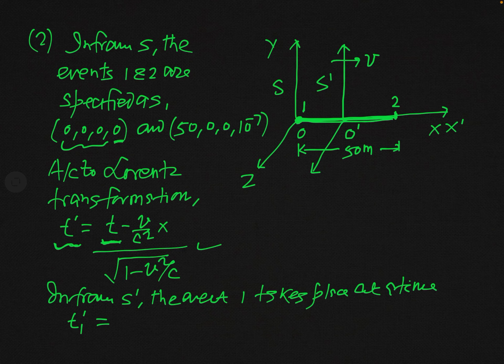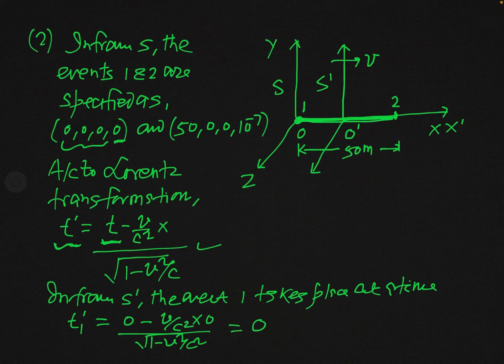T, and this t is actually 0 here, you can see. So this will be 0 minus v over c square. V is not known. Actually in this problem we have to find this v. As you can see, this event actually takes place at the origin of this frame S. So x will be 0 and divided by the square root of 1 minus v square by c square. And you can see this is simply 0.